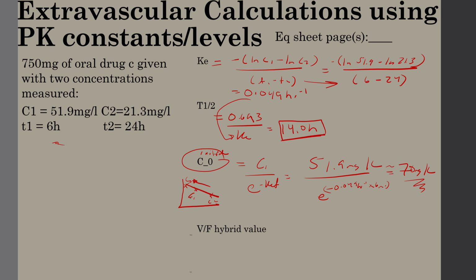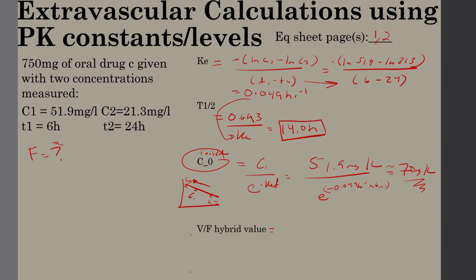Okay? Finally, we want to calculate the V over F hybrid value. Why is it called hybrid? Because I didn't give you F. We don't know what F is. But we have to include F because it's an extravascular drug. So there is some sort of bioavailability component in there. We're going to use the same equation we did before, and I guess I didn't put the equations up there. We're looking at equations on page 1 for Ke and half-life, and we're looking on page 2 for the extravascular post-absorption, post-distribution equation. So you can mark that down.